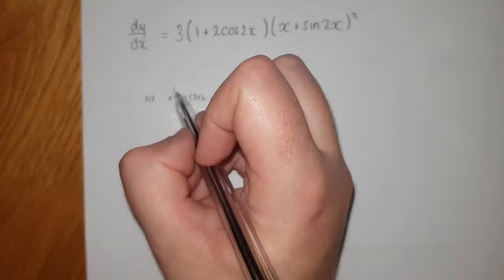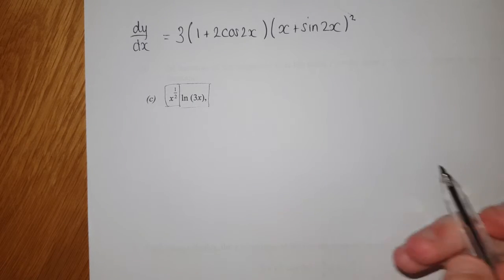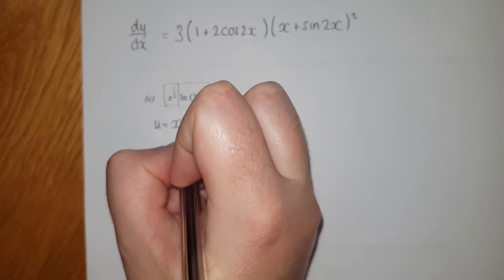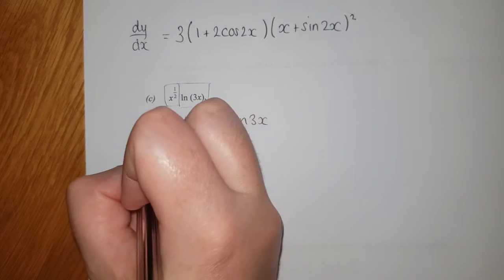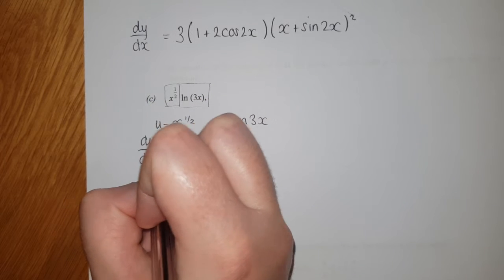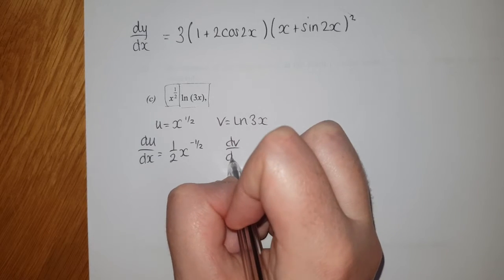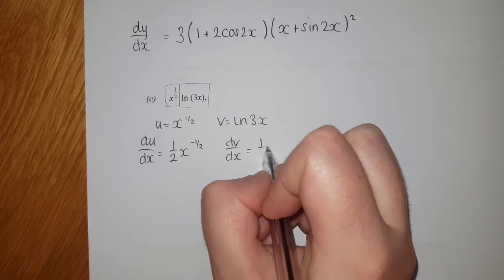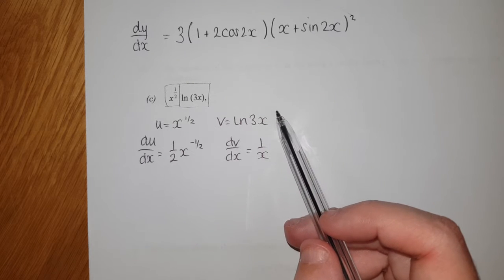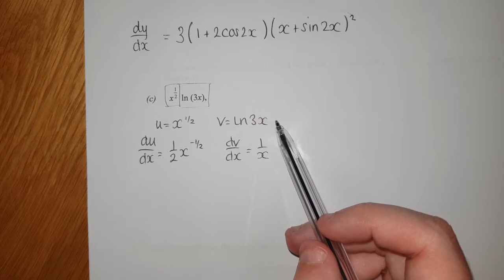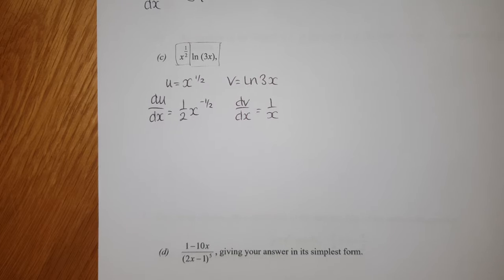Next one, again, you've got one function being multiplied by another function. So this time we're looking at the product rule. So u is x to the power of a half, v is ln 3x. That means if you differentiate this one, I'm going to get a half x to the minus a half. And if we differentiate ln 3x, we're going to get 1 over x. If you're not sure about that, again, follow the chain rule. Look back at question 3 as your example. When we differentiated ln 2x, we got 1 over x. ln 3x is also going to give you 1 over x.